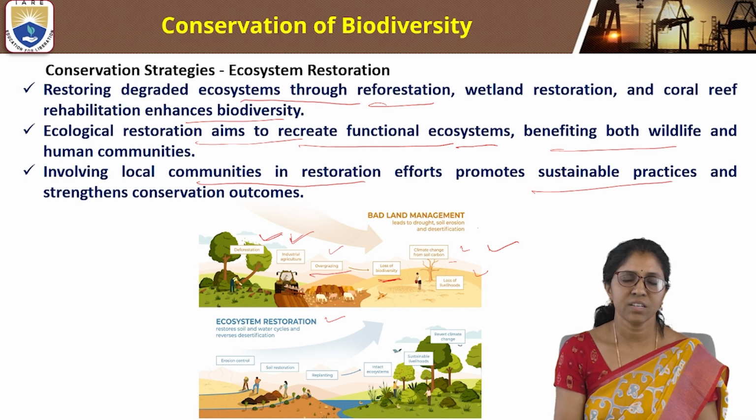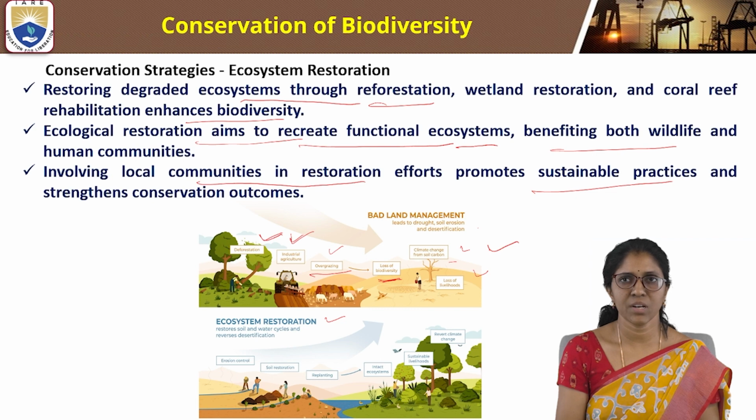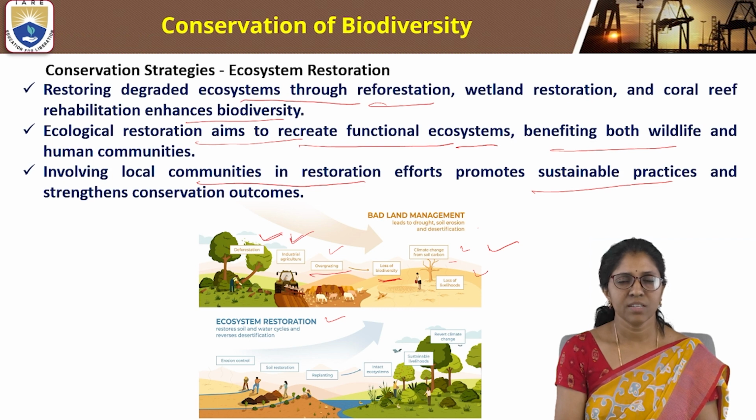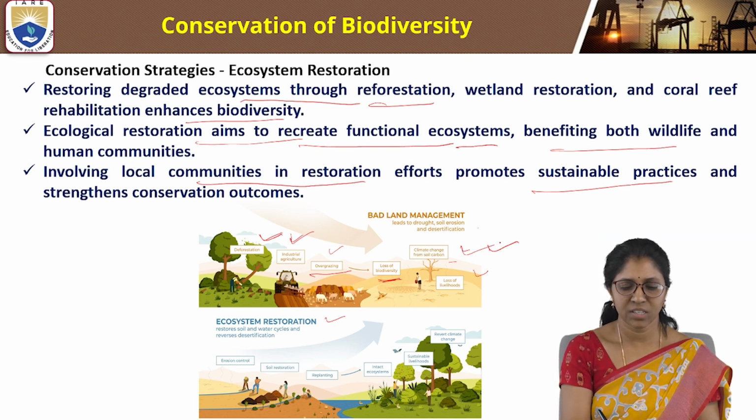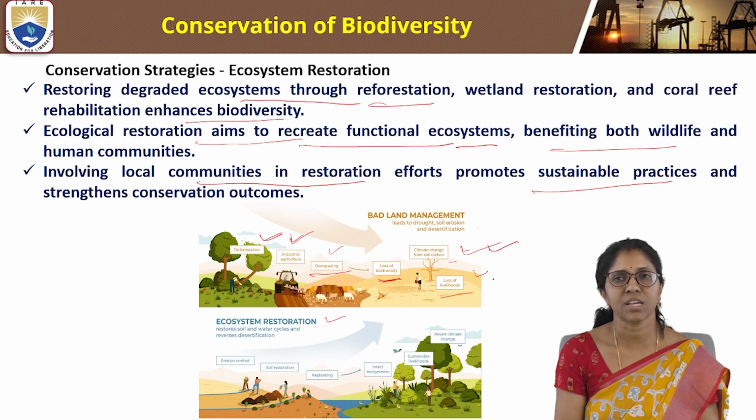For agriculture and industrial expansion, we are doing deforestation and overgrazing. Because of this, loss of biodiversity takes place, which causes climate change, and as climate change occurs, loss of livelihoods takes place. This is bad land management.